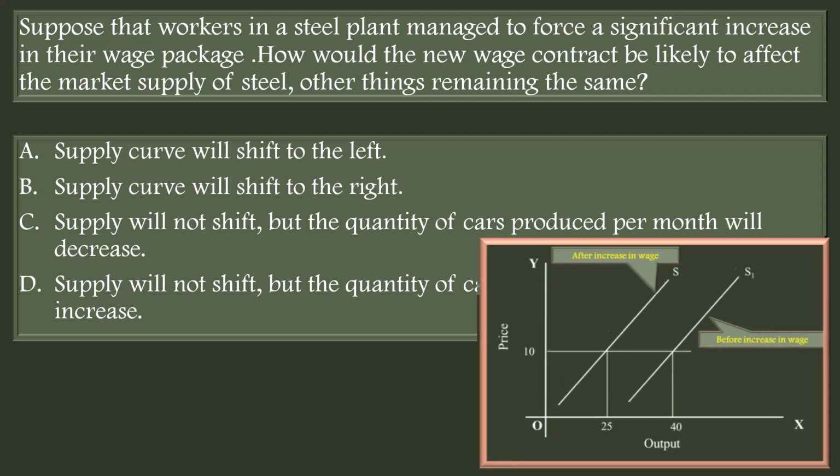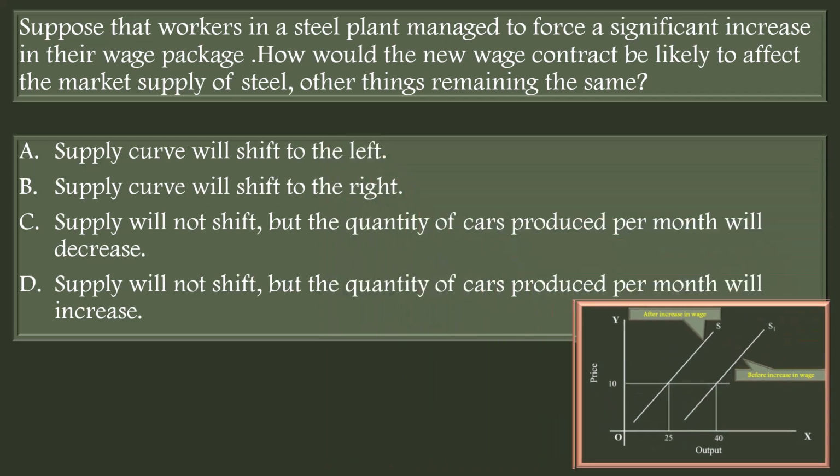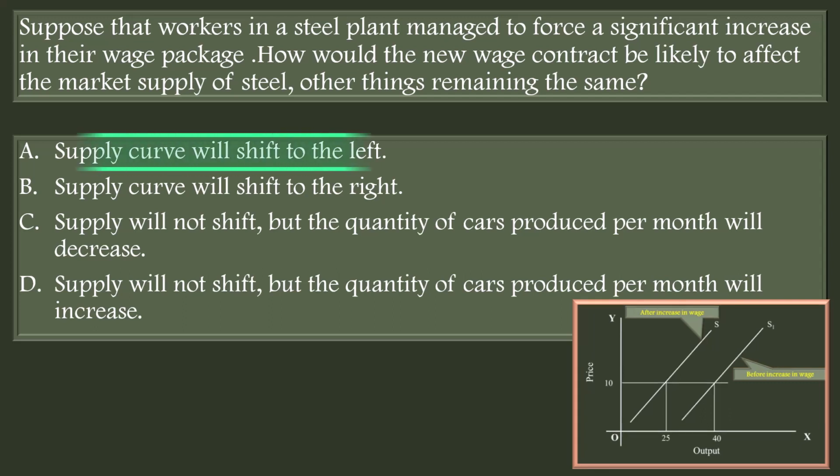Other things remaining the same, after an increase in the wage, the supply curve will shift to left, resulting in a reduction in output. Look at this graph. At the original wage, the supply curve is S1. Output is 40 units. After an increase in wage, the supply curve shifts to left. The new supply curve is S2. Output falls to 25 units. So option A must be your answer.